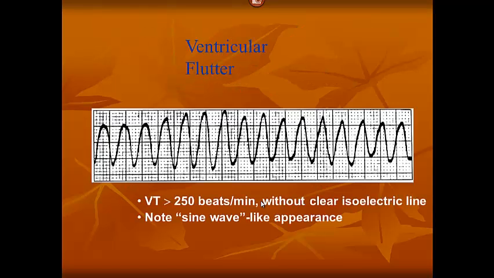Then we have flutter, where the ventricular rate could be greater than 250 without an isoelectric line.